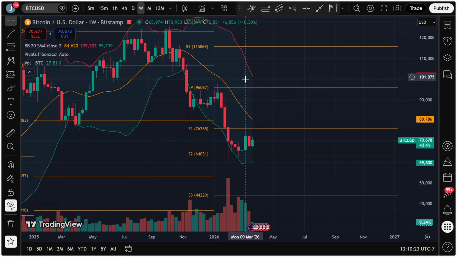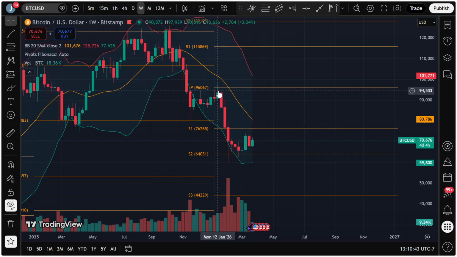So the days of dreaming of the 96K pivot, I don't think we're going to see that anytime soon. We probably will not see 96K Bitcoin until, I would imagine, sometime next year or possibly 2028. Probably sometime next year, but I personally do not believe we see it this year.